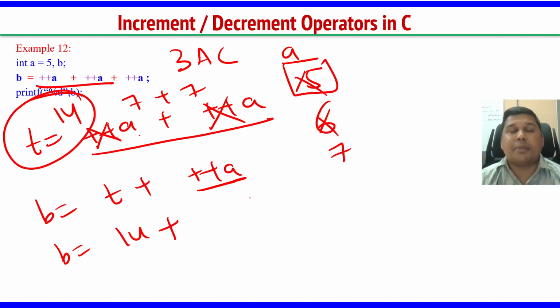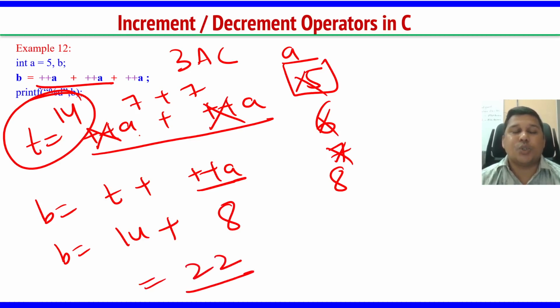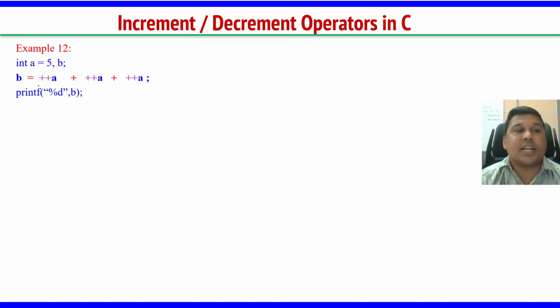A. What is the rule of pre-increment? Pre-increment of A means first go and increment it and then come back. So make it 8 and then use 8. So we get the value of B as 22. So when the expression contains all 3 pre-increments, the answer is 22.